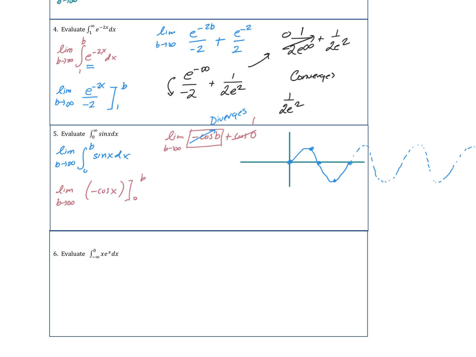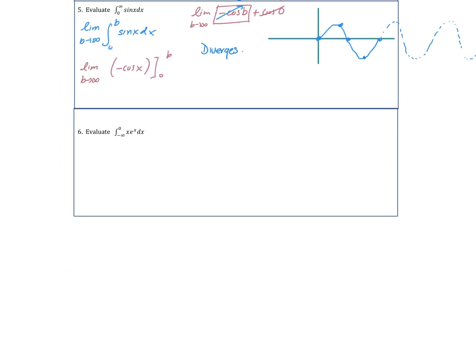And we're going to do a lot of things with infinity and diverging and converging. If ever one part of it diverges, the whole thing diverges. So we get diverges for number 6.